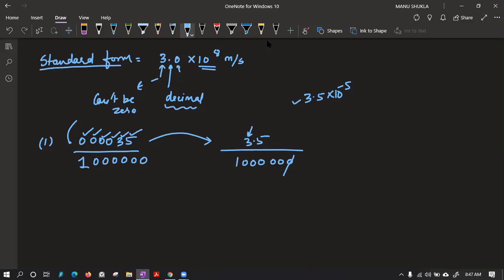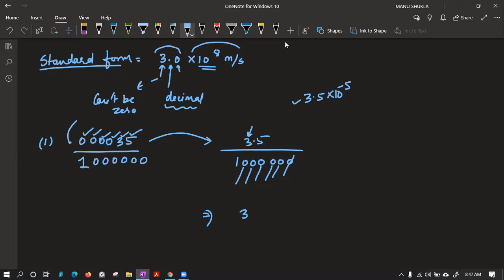Class, till this point any issue? Please tell. What I have done is I have cut the first 0 and put a decimal over there to get the first part of the standard form. So there are two parts. This is the first part and this is the second part. Now we have to write the second part, and if you count, how many zeros do we have? 1, 2, 3, 4, 5.